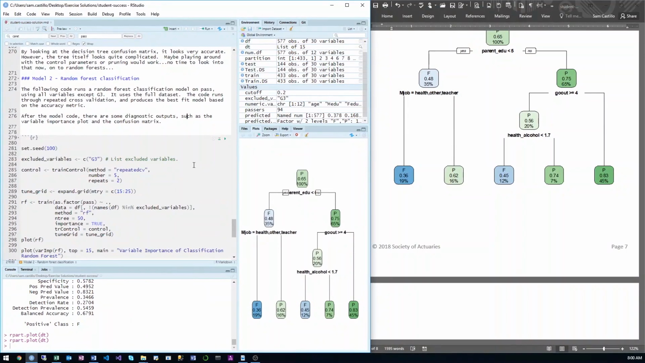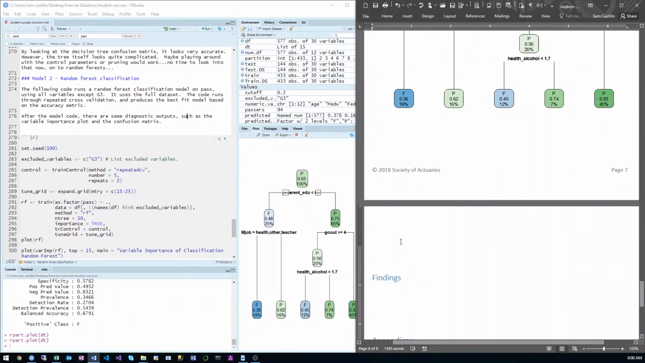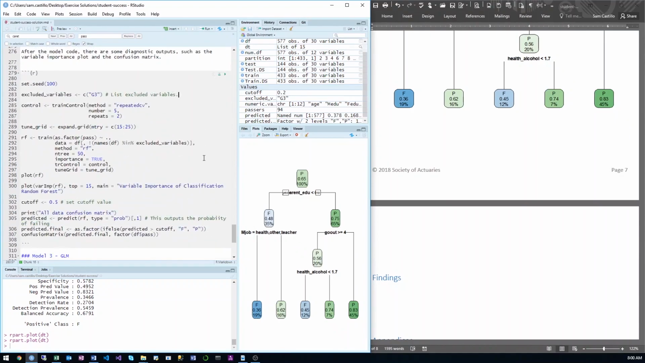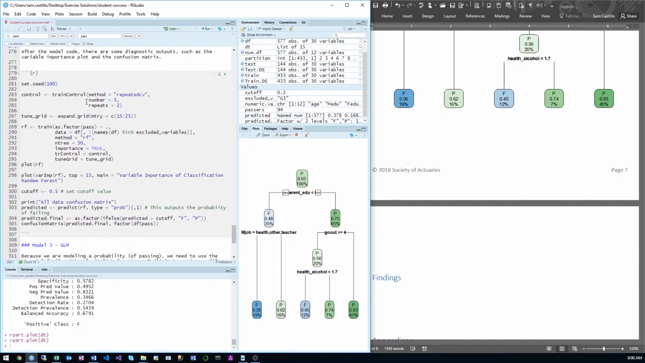Random forest classification. The following code runs a random forest classification model on pass, using all variables except G3. It uses the full data set. The code runs through the repeated cross-validation and produces the best fit model based on accuracy metric. After the model code, there are some diagnostic outputs such as the variable importance plot and confusion matrix. Okay, so again, this is the excluded variables, which I've already removed. The data here is using DF.